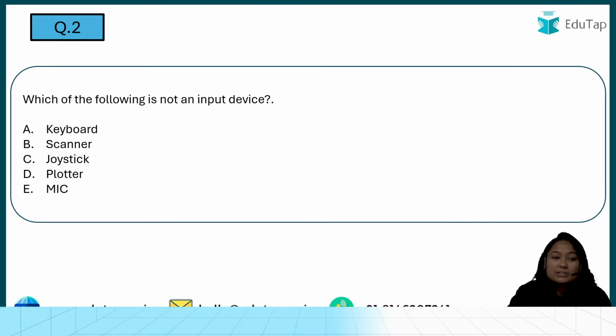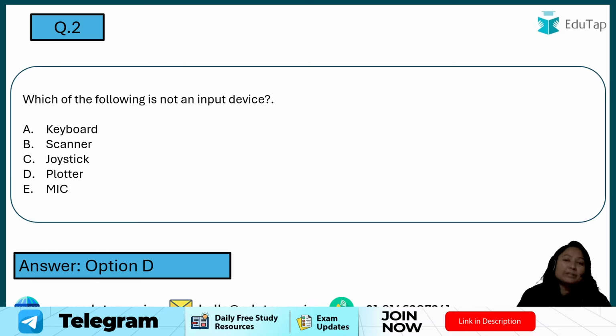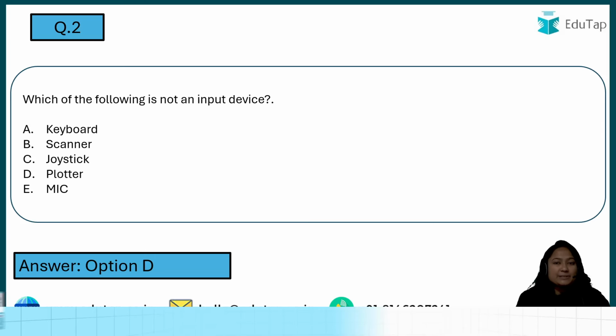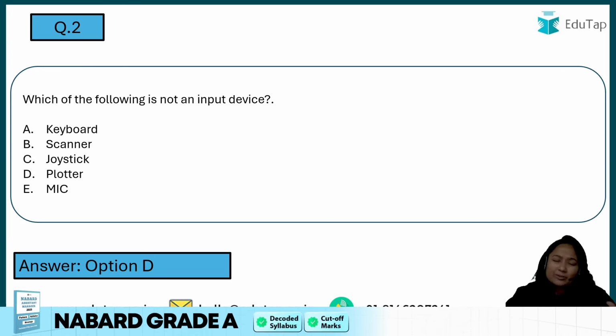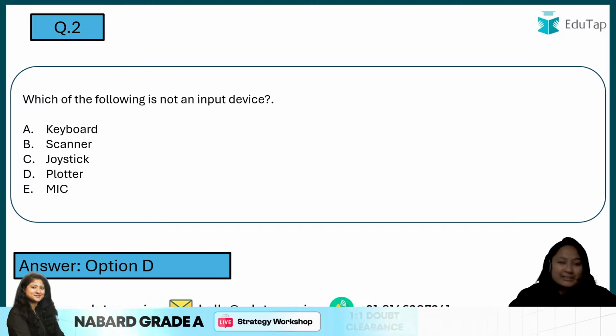The next question is, which of the following is not an input device? Keyboard, scanner, joystick, plotter or MIC? So here only option D, that is plotter, is not an input device, it's an output device. It is basically a big printer that is used to print maps, to print the topography and these kinds of things.